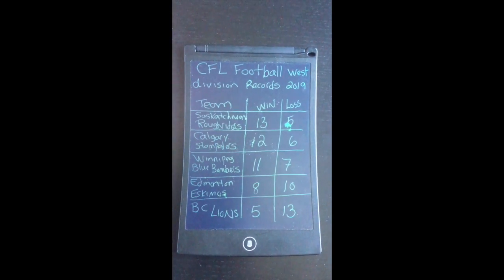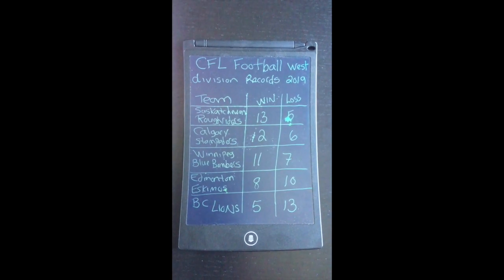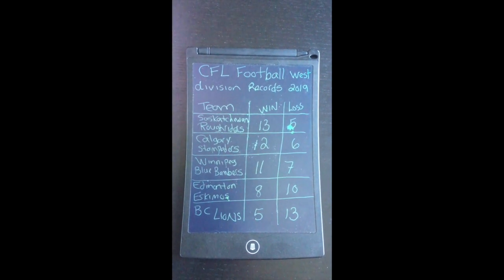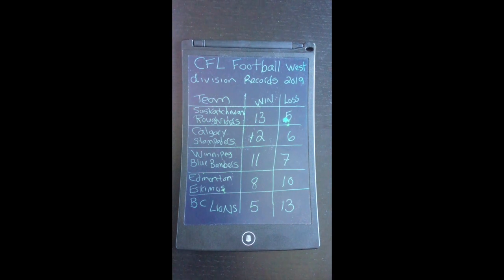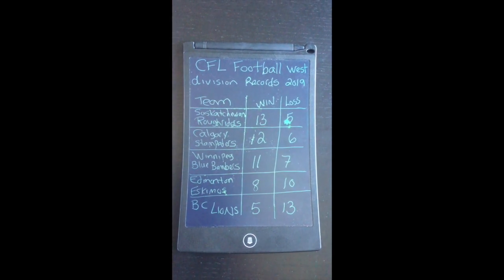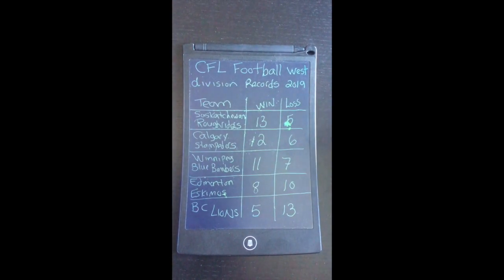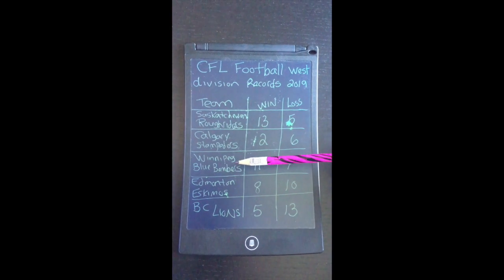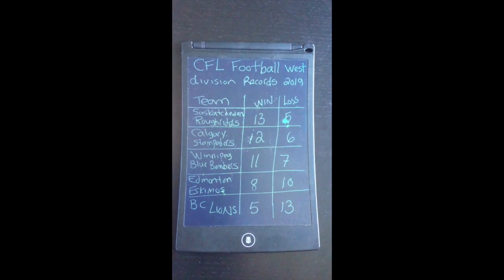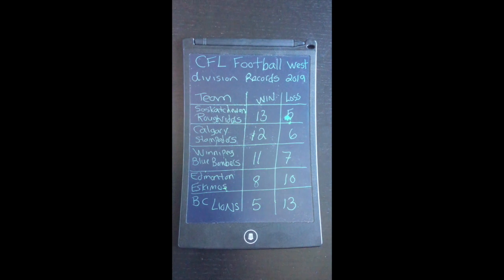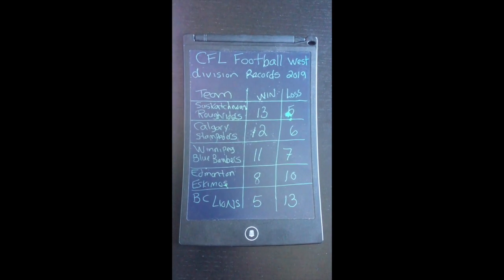So there's no football happening this year, so what I did is I went on the internet, and since we live in the West, I recorded the statistics from that year. So we've got the Saskatchewan Roughriders, Calgary Stampeders, the Winnipeg Blue Bombers, the Edmonton Eskimos, and the BC Lions. And what we're going to do with this information is make something called a double bar graph.